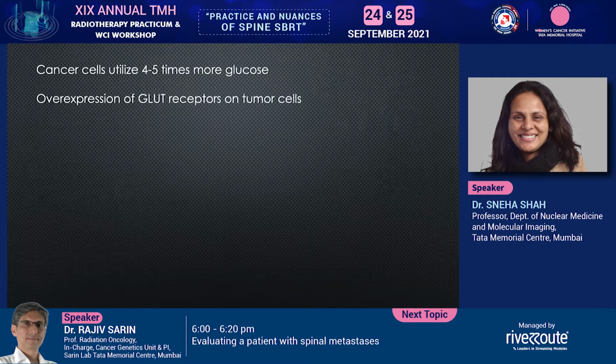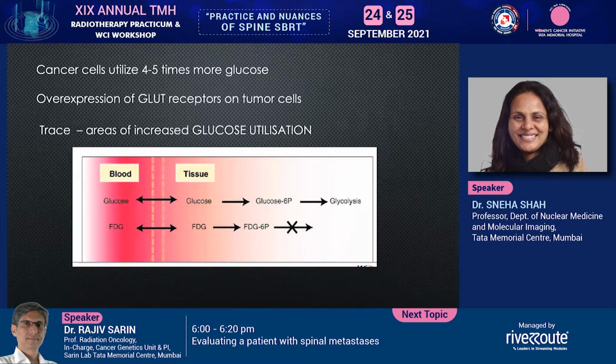We all know that cancer cells utilize 4 to 5 times more glucose, and there's an overexpression of GLUT receptors on the tumor cells. And it is this pathophysiology which is utilized when you use an FDG scan. What is FDG? FDG is an analog of glucose, which is taken up in the same way as glucose is taken up, but it gets trapped because it's not acted on by the glucose-6-phosphatase enzyme, and hence you will see an area of increased glucose tracer uptake as a hotspot on an FDG scan.